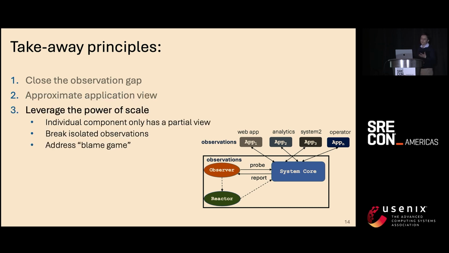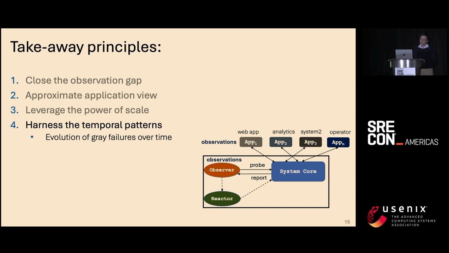And then the third takeaway principle here is that the scale of the cloud is a contributing factor for the rise of gray failure, but we can use the scale to fight the scale-induced problems. In cloud systems, many components are making observations, and we can leverage them. But the problem is that those observations are typically made in isolation, so they only represent a partial view. So we need a solution that can break the silos and correlate those different observations. Another nice thing with scale is that once you have a large number of observations, you can also use them to address a common problem in practice, the blame game, where one component thinks it is another component's problem, and another component thinks it is this component's problem.